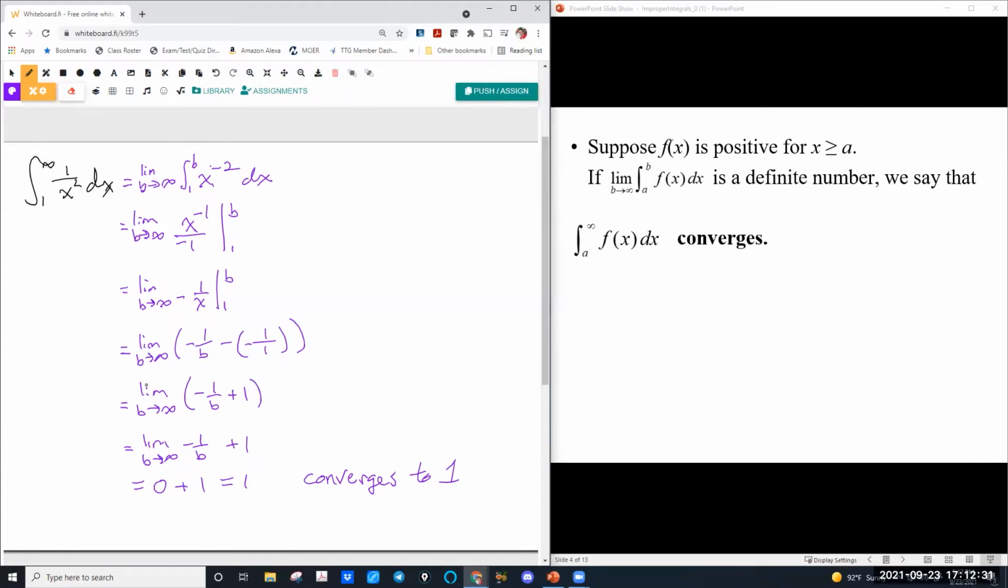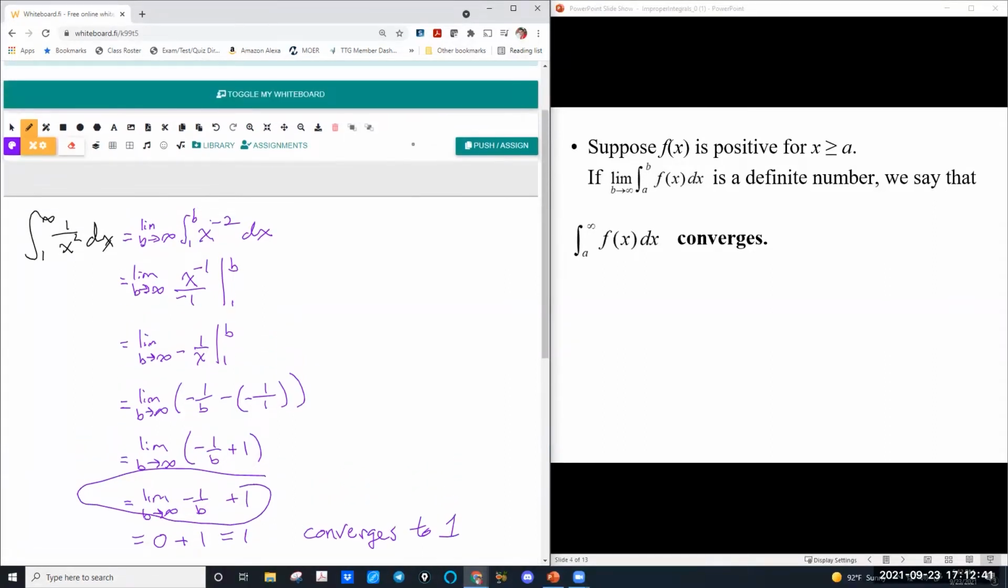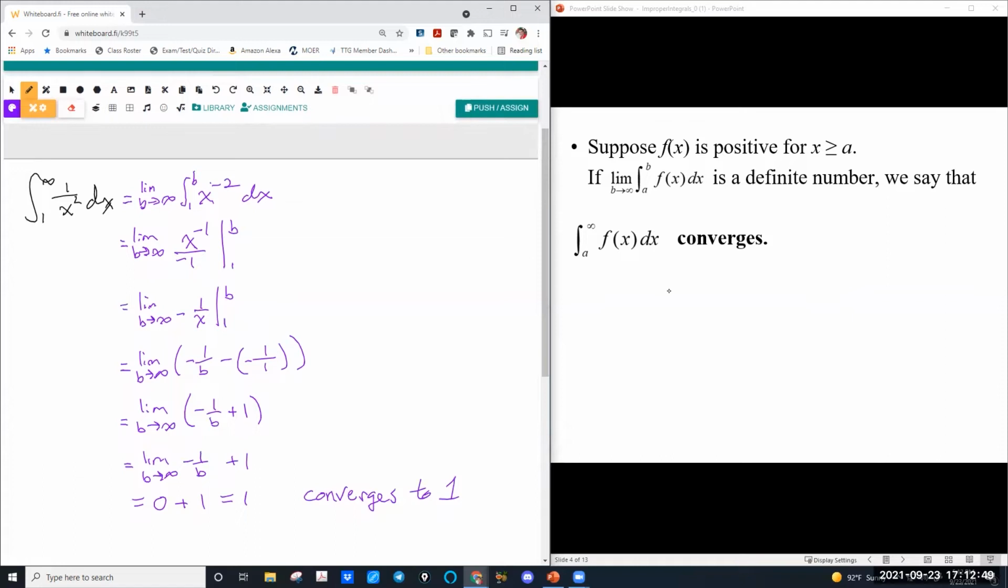Now, once we get to this point right here where we had to take the limit, if that limit exists like it did in this case, then we say that the improper integral converges. If this limit does not exist, then we would say it diverges. All right. And let's look at a case where it diverges.